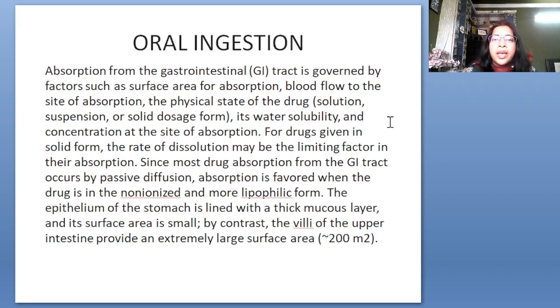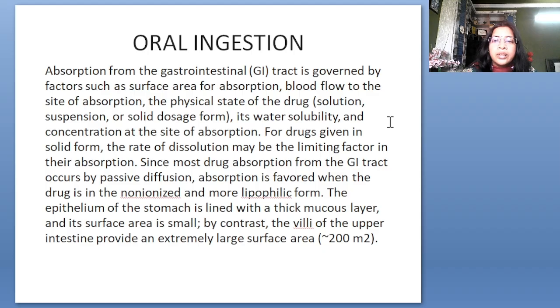Oral ingestion. Absorption from the GIT is governed by factors such as surface area for absorption, blood flow to the site of absorption, the physical state of the drug, whether it is in solution, suspension, or solid dosage form, its water solubility, and concentration at the site of absorption. For drugs given in solid form, the rate of dissolution may be the limiting factor in their absorption. We have already discussed this.